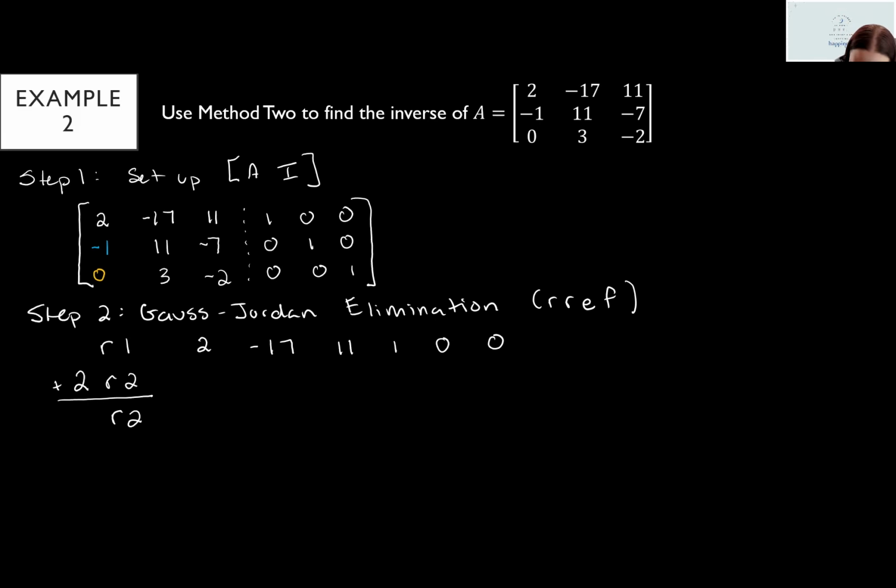-1 times 2 is -2. 11 times 2 is 22. -7 times 2, we get -14. 0 times 2 is 0. 1 times 2, 0 times 2 is 0. And so always double check. Don't trust that I'm doing the math right. Think it through yourself and make sure that you're getting the same numbers, because it's so easy to make a mistake here.